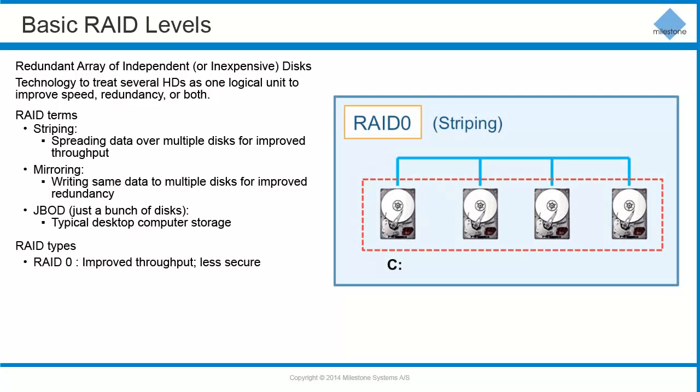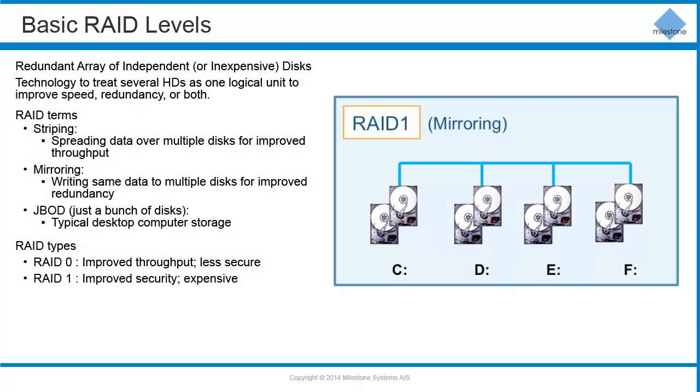RAID 0 involves striping data across several disks, 2 at a minimum. It is faster than JBOD. Its drawback is that it is less secure even than JBOD. Because the data is spread in chunks across multiple disks, we risk losing all the data if one disk becomes corrupted, since if we lose even part of the data, we are unable to reconstruct the original.